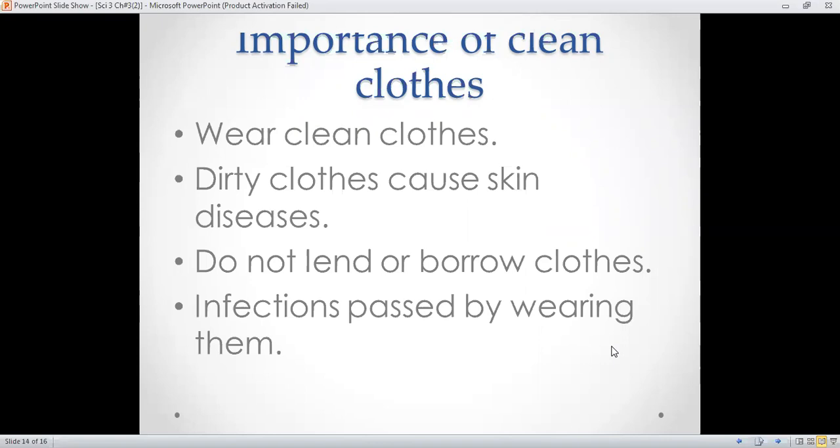So dirty clothes, what happens? Dirty clothes will look shabby. Shabby means dirty and very different. Dirty clothes cause skin diseases. Some students get rashes on their skin while wearing dirty clothes. So we should avoid wearing dirty clothes, and we should not lend or borrow clothes. Why should we not lend? We use our own clothes.